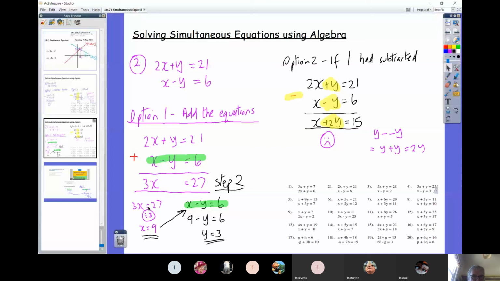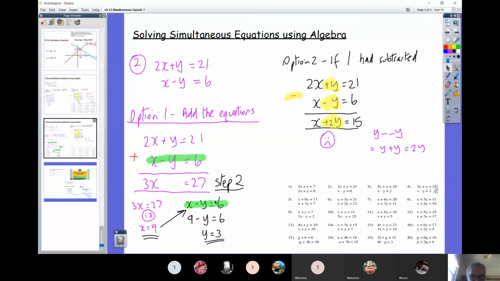Now, what do we then have to do? We've got to work out the y value. This is our step 2 here in black. Now it doesn't matter which of the original equations you take. You could have taken the top one, or you could take the bottom one. I've just taken the bottom one on this occasion. So I say, right, whatever x is, I then take away y, and I get 6. Well, I've just worked out that x is 9. So 9 take away y is 6. So therefore y must be 3, because 9 take away 3 is 6.